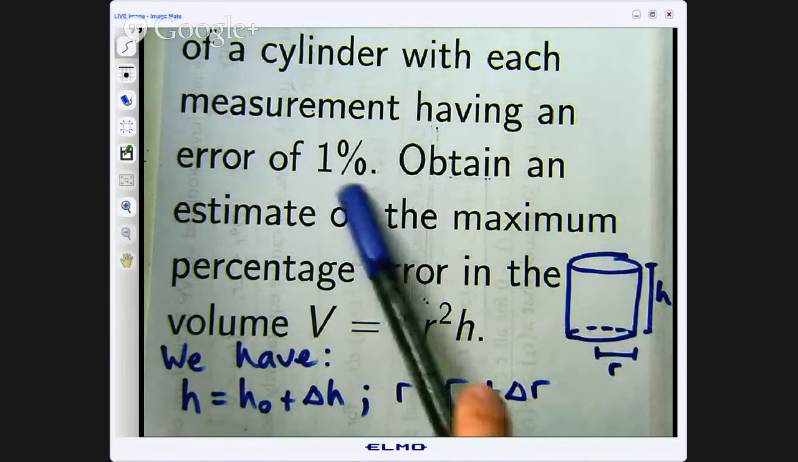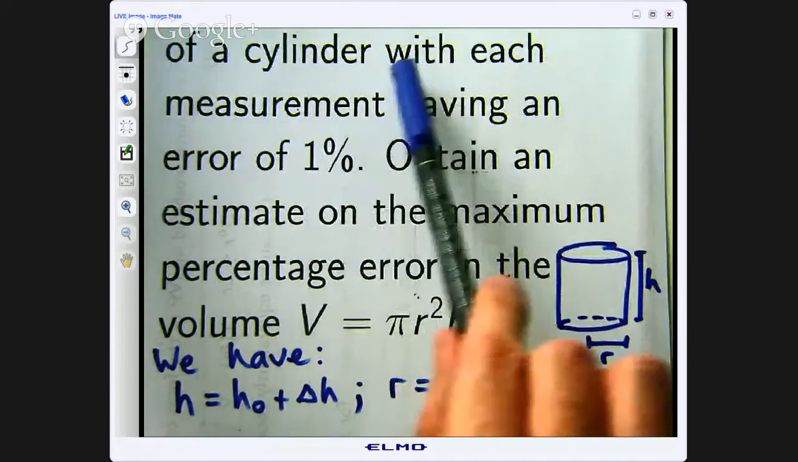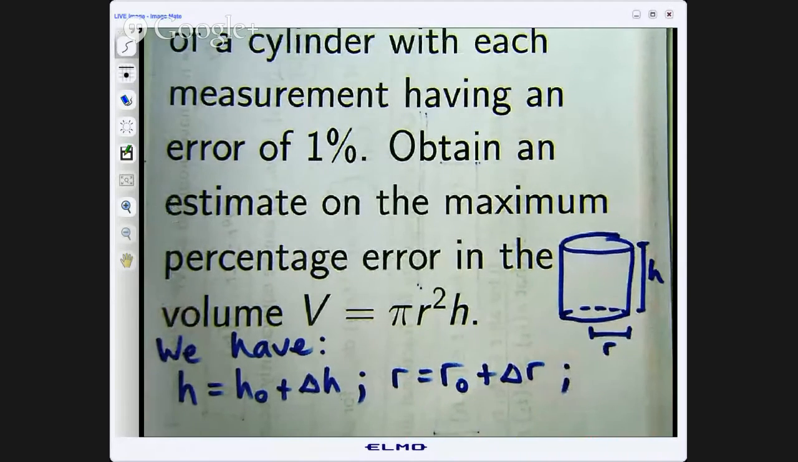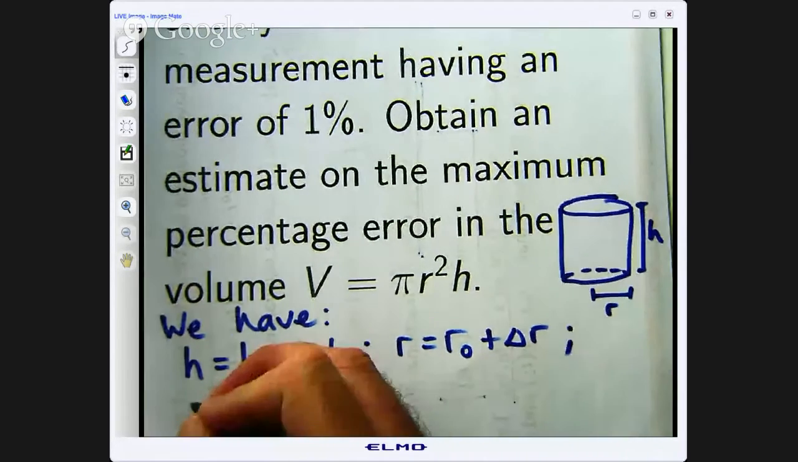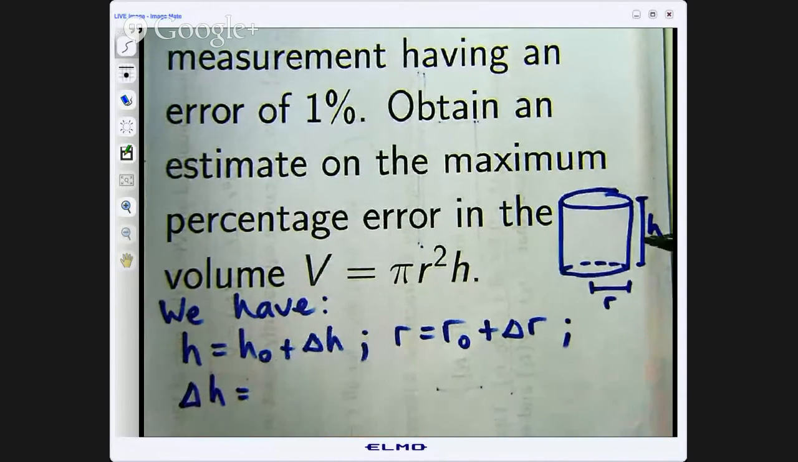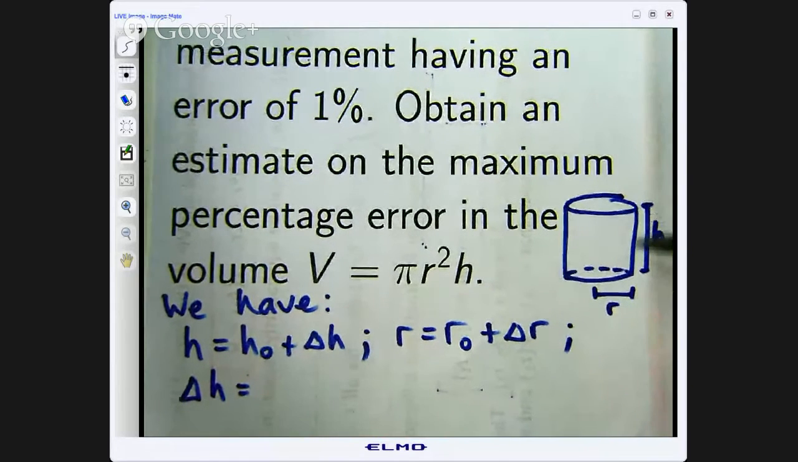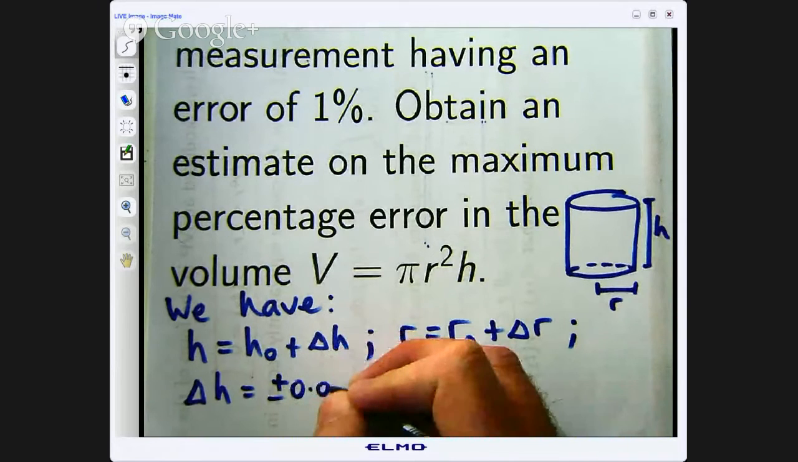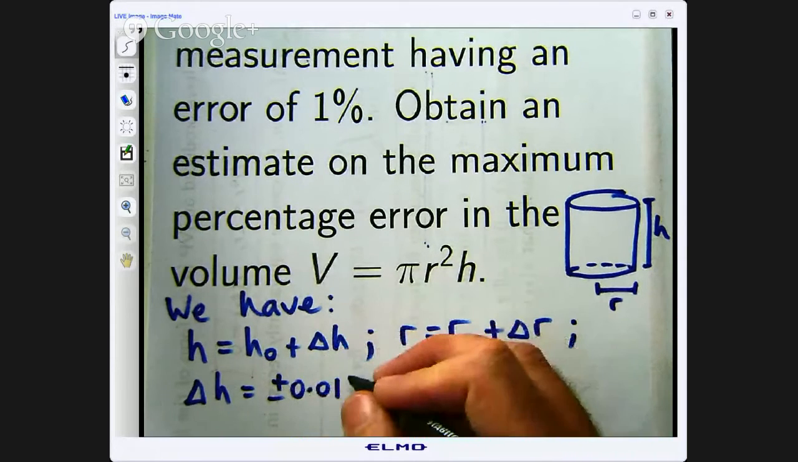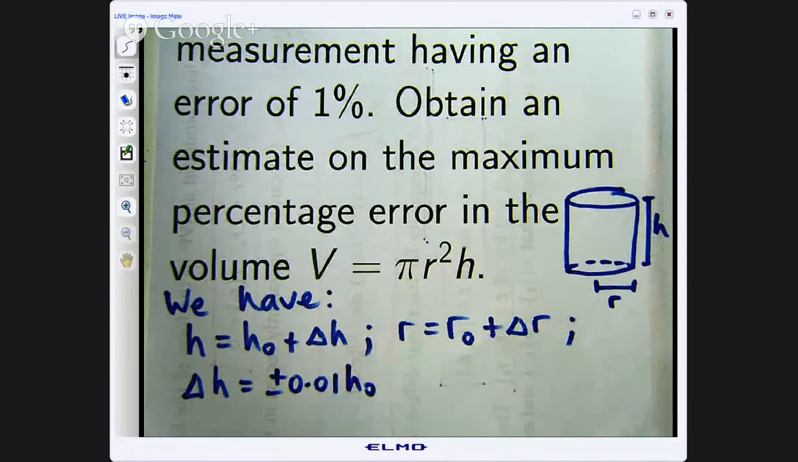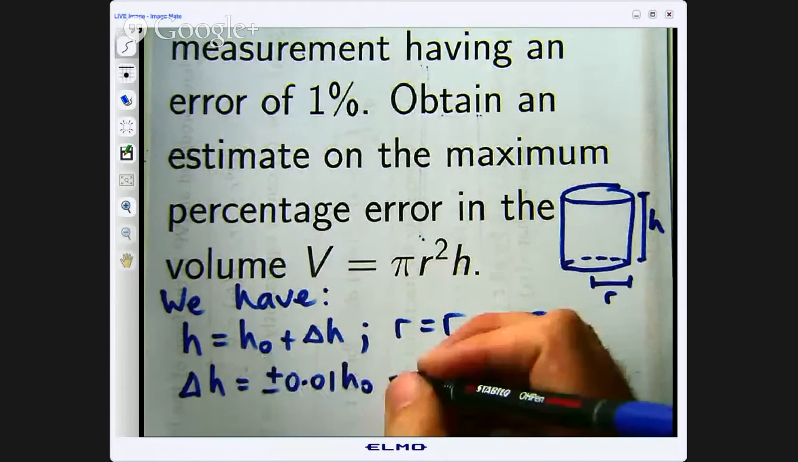All right, now what does this say? We say each measurement has an error of 1%. Well, that says the following. It says that delta H, the error in our measurement for the height, is plus or minus 0.01 H naught. It could be an overestimate of 1% or an underestimate of 1%, so plus and minus.